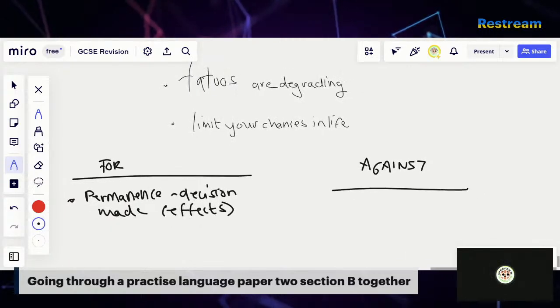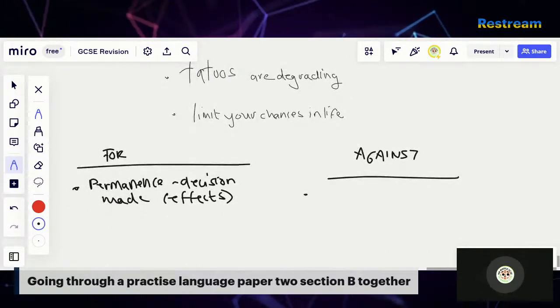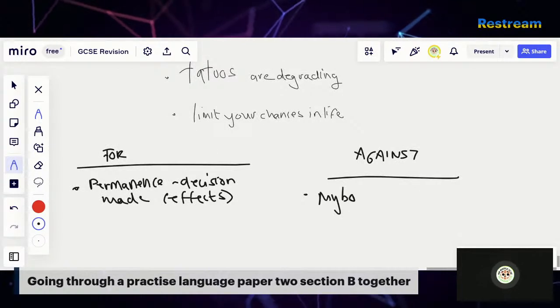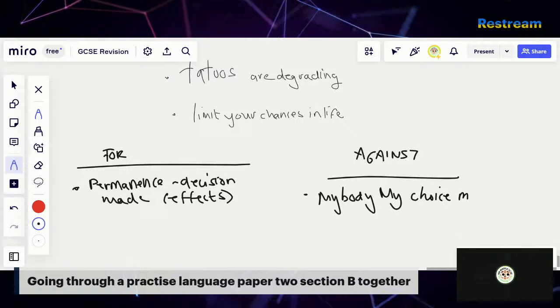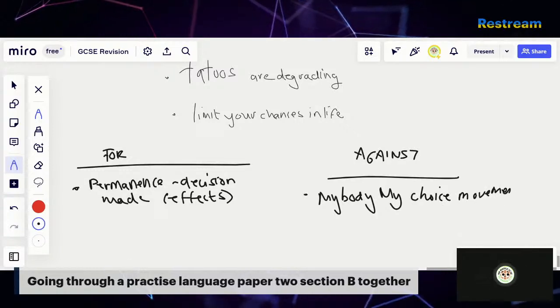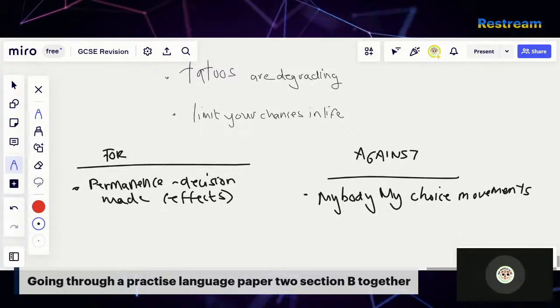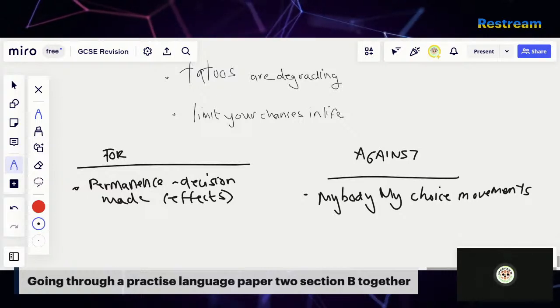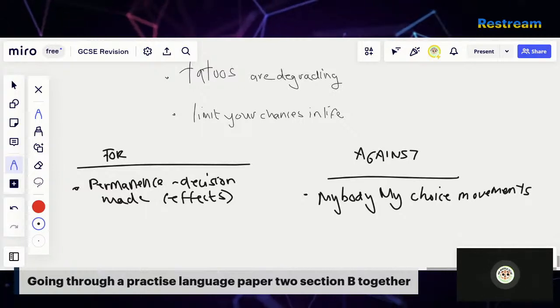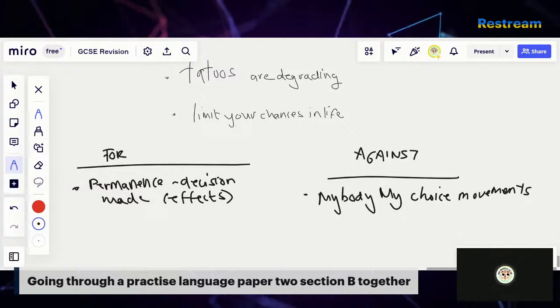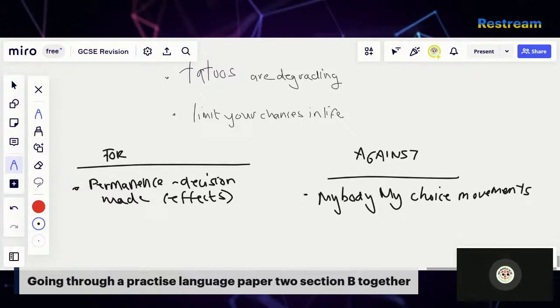So let's talk about some against points. We could possibly say the my body, my choice movement, and how that stands against this idea that you're not allowed to have certain things. You are allowed to do whatever you want, because it is your body, and therefore things like employment agencies shouldn't have to limit your chances because of that. So my body, my choice movements.